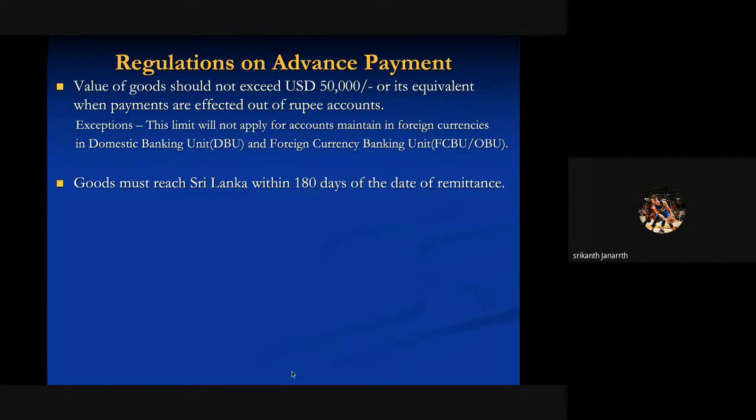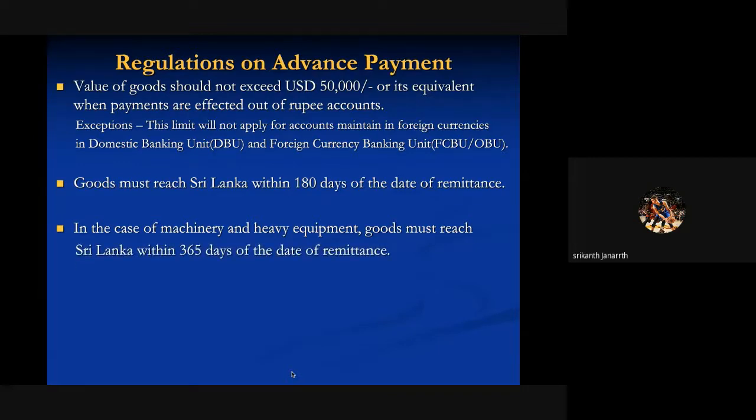Within 180 days, within 6 months from the date of remittances, goods should come, right? Goods should come. But there is an exception: if you're importing machinery, heavy machinery equipment, they are given a 365-day time period. When you give a specification, the machinery manufacturing organization, an international company, might take a little longer than 6 months. It may take 9 months. So you really require the period.